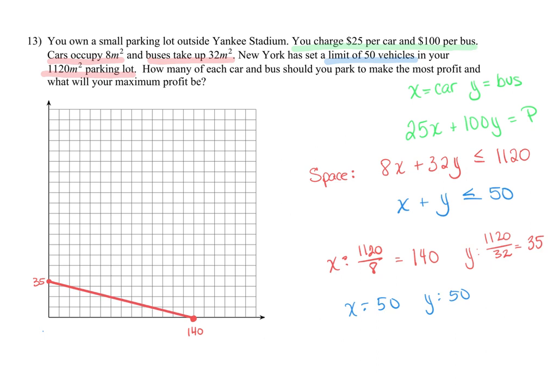All right. I'm going to do the same thing with my second line. I'm going to go to 50. I'm going to mark that, and I'm going to go to 50 on the Y, and I'm going to mark that. And then I'm going to connect those two. All right.